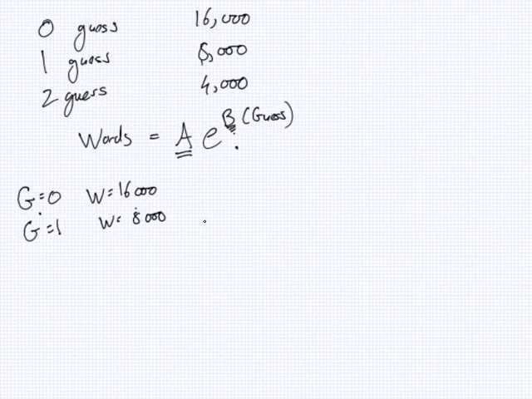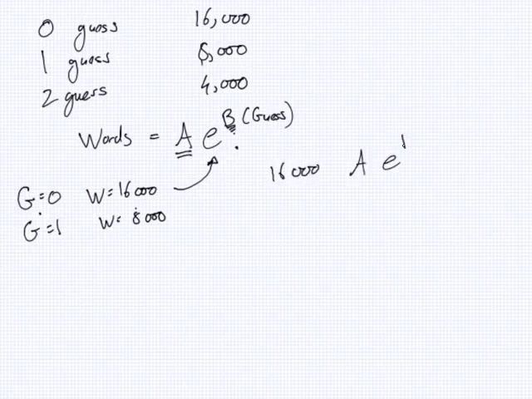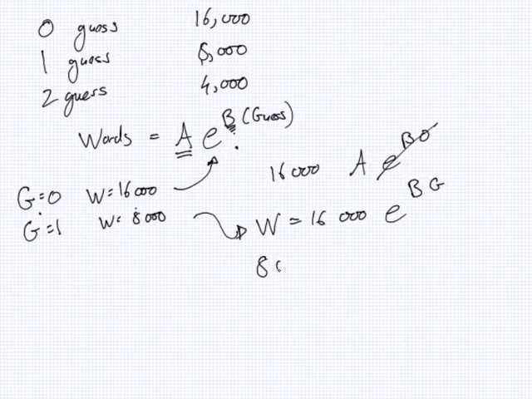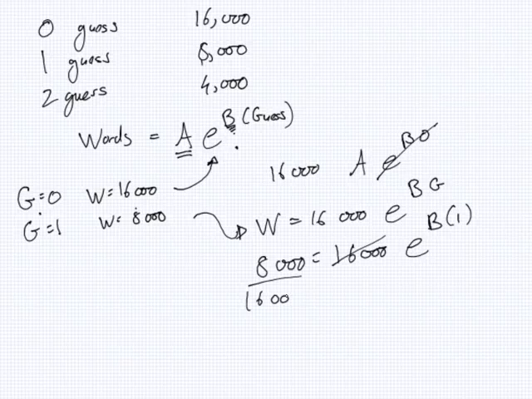Okay, let's have a look. So if we use this one first, we get 16,000 equals A E B 0. So A is 16,000. So W equals 16,000 E to the B G. Now, if we use this one, we get 8,000 equals 16,000 E to the B times 1. So what should I do now? Divide by 16,000, so that's 0.5 equals E to the B, and then log. So B equals minus 0.69.